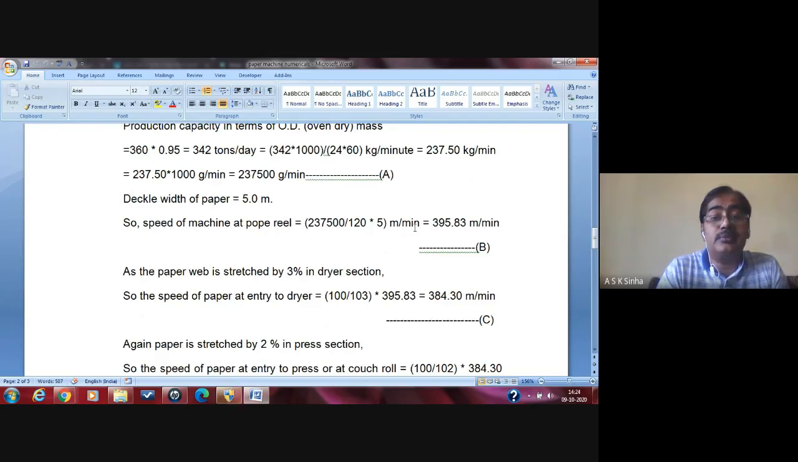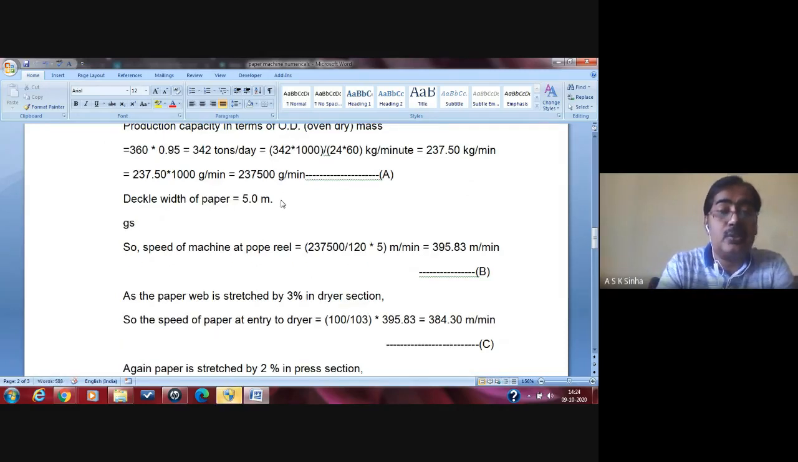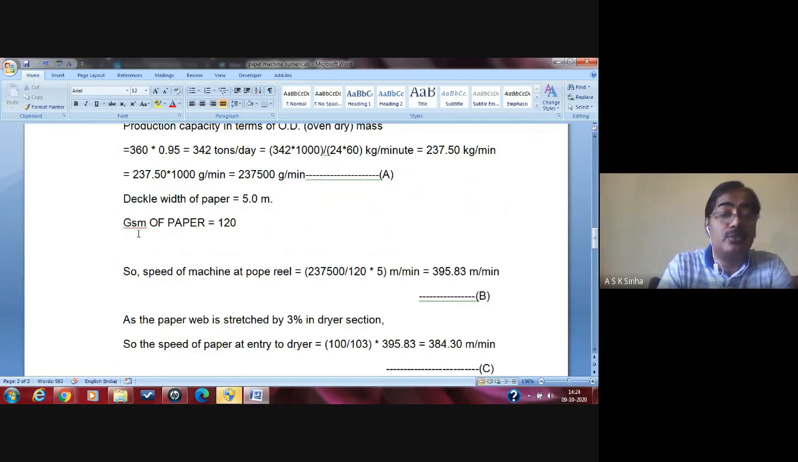You can see here, right? So why is the 120 coming? That is the question basically. Why are we dividing by the 120? Again, because here the production is given in terms of gram per minute, and the GSM of paper is given here. So again, you have to see the GSM of paper. GSM of paper is given, and that basically has the value of 120. That means, what is the meaning? The meaning is gram per square meter. So GSM stands for gram per square meter.